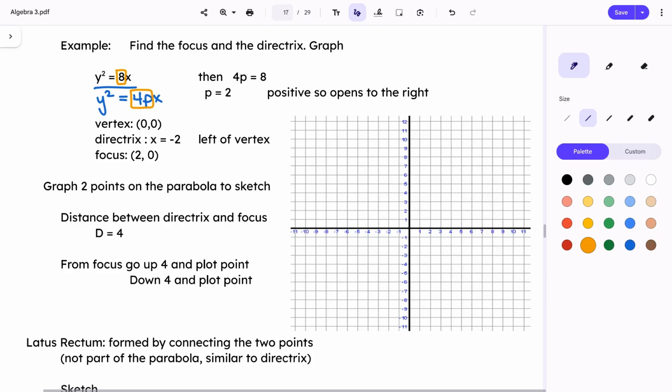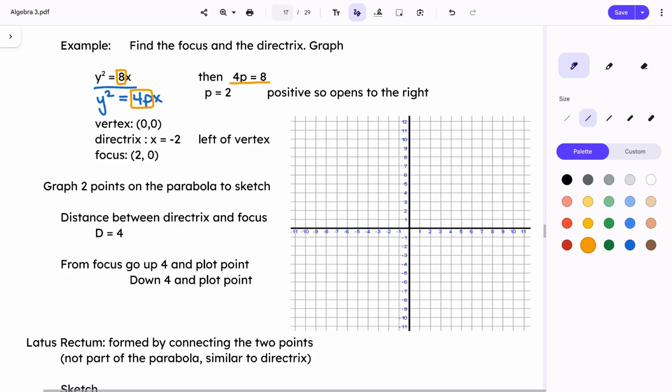So I did something to 4 to get it to the 8. Not that they're showing you over here. They're setting 4p equal to 8 to solve for p. We use p to help us find our focus and help us find our directrix so that we can graph the parabola. So you're going to just set that up. It's just a real simple one-step equation. We're going to divide by 4 on both sides. And so p is going to come out to be 2.